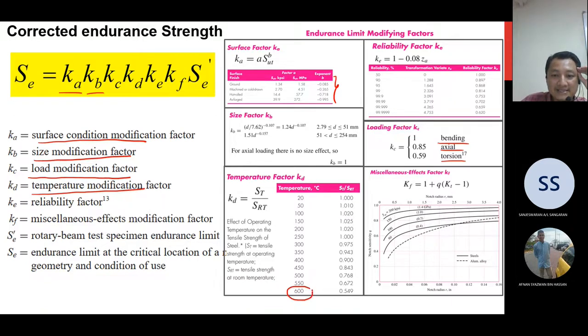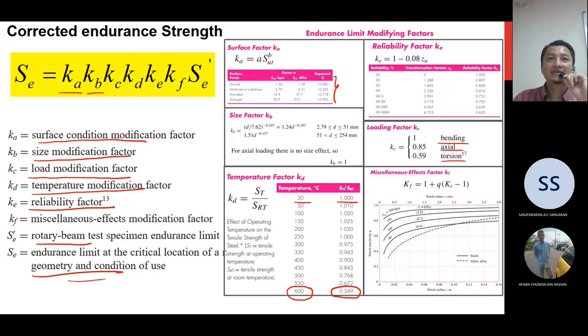Kalau kamu tinggikan temperature, dia ada faktorkan lagi. Kalau 600 degree Celsius boleh kurang sampai separuh kamu punya fatigue loading. Kalau room temperature, dia anggap sebagai 1.0 lah. So benda panas lagi cepat fail. Other than that, reliability factor, ikut statistical reliability factor bila manufacturing. Miscellaneous effect, rotary beam, dan geometric pun ada. Sebab tu fatigue failure ni memang sangat susah nak predict. Kamu boleh predict in a very ideal condition. Bila go reality, sebab tu kita gandakan dua kali safety factor tu.